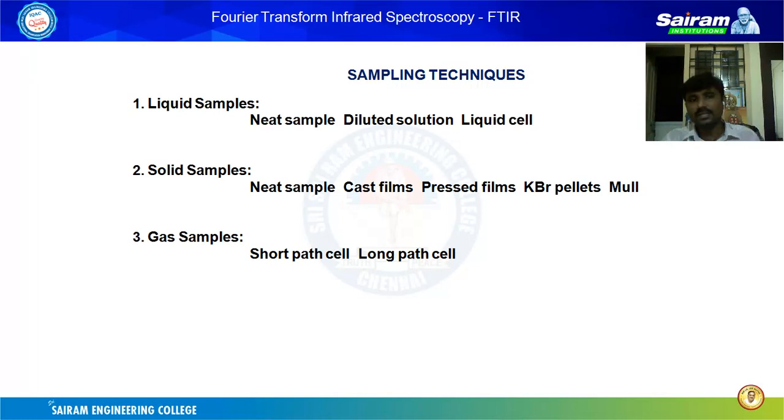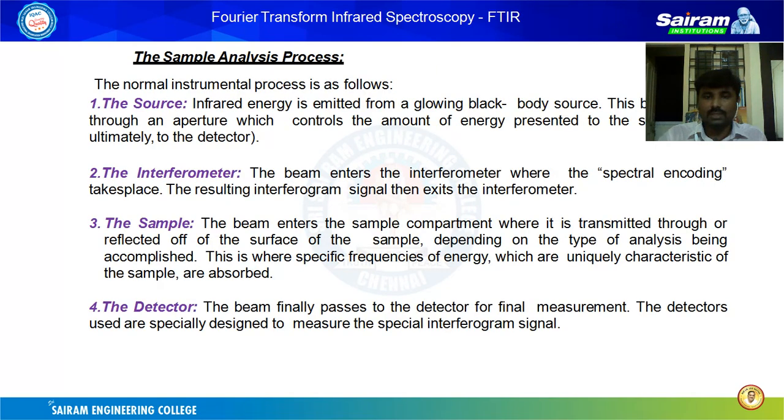Now the sampling techniques. We can work with liquid samples, solid samples, or gas samples. Liquid samples need a diluted solution and a liquid cell. For solid samples: neat samples, cast films, pressed films, KBr pellets. For gas samples: a short path cell or a long path cell.